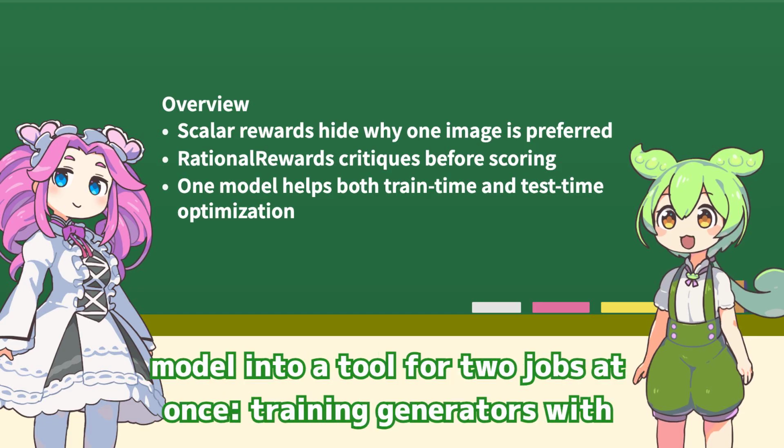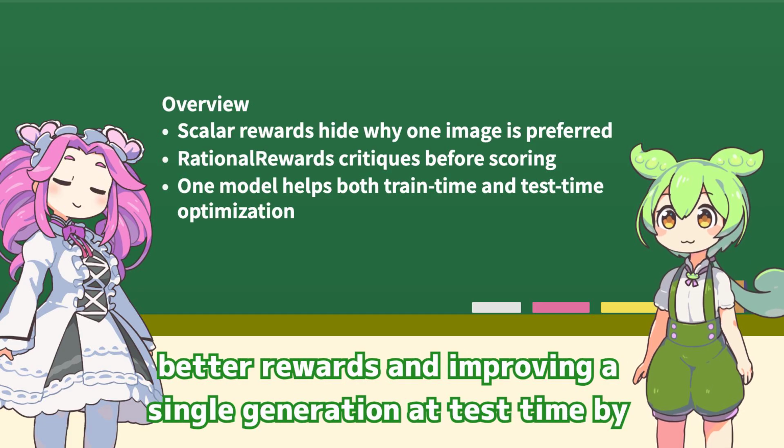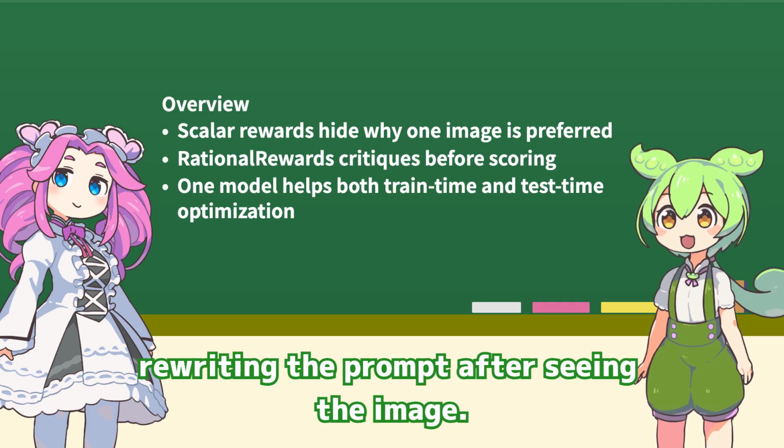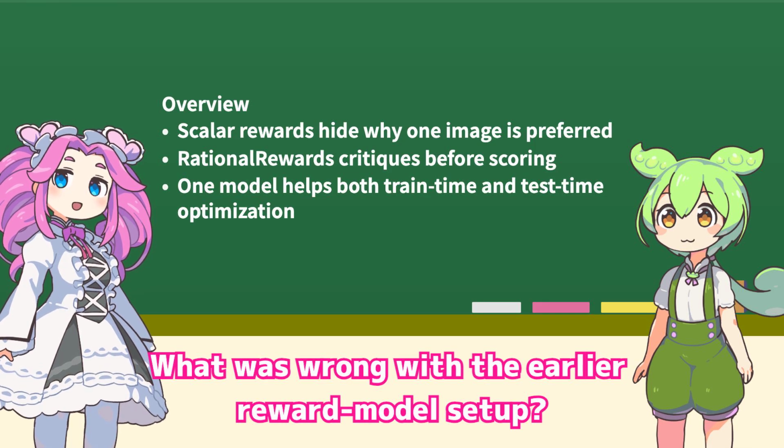That turns the reward model into a tool for two jobs at once. Training generators with better rewards and improving a single generation at test time by rewriting the prompt after seeing the image. What was wrong with the earlier reward model setup?